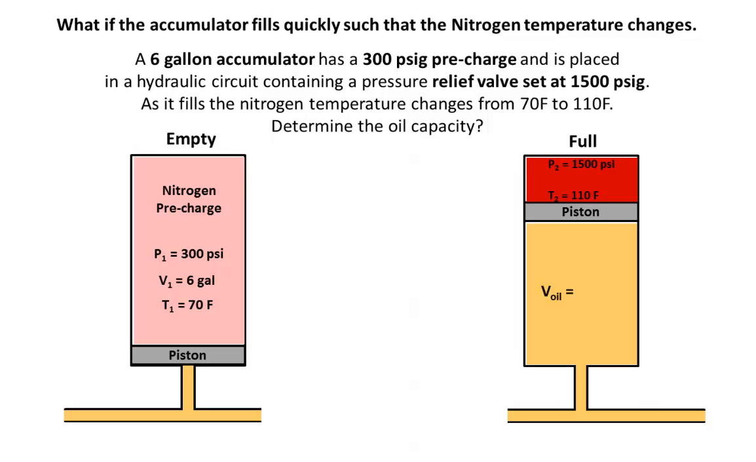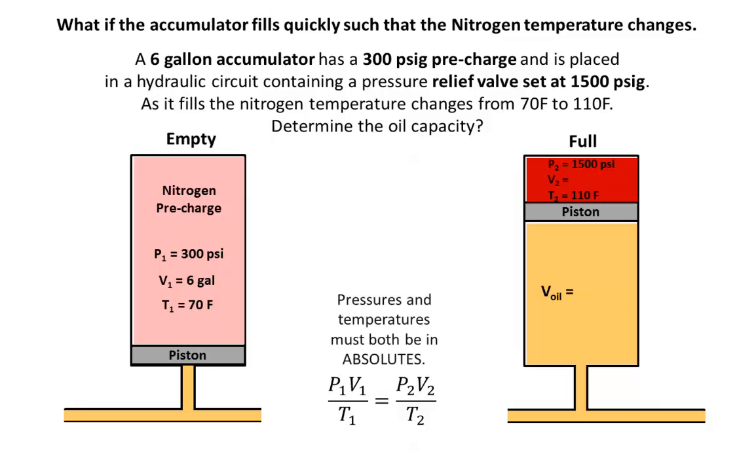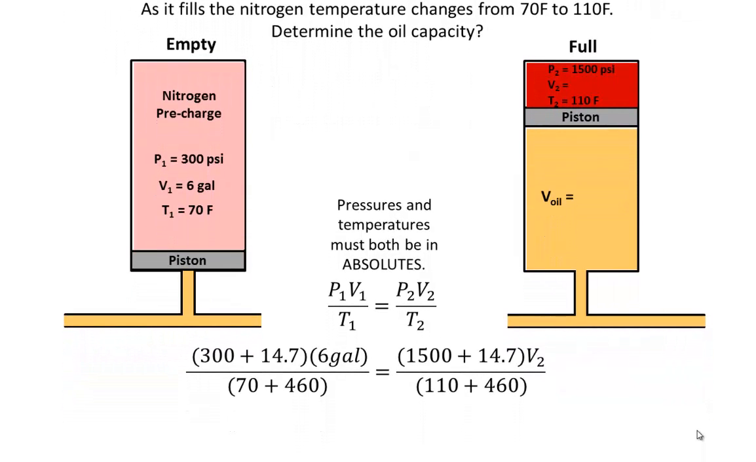We're looking for this volume of oil that would be in the accumulator, and we can't calculate that directly, but we can calculate this volume of the compressed nitrogen using this ideal gas law. It's important to know that both temperatures and pressures have to be given in absolute numbers. So in this case, notice I've put the pressures in absolute numbers. I've added the 14.7, and I've also given the temperatures in absolute numbers. I've added the 460 to convert it to degrees Rankine.